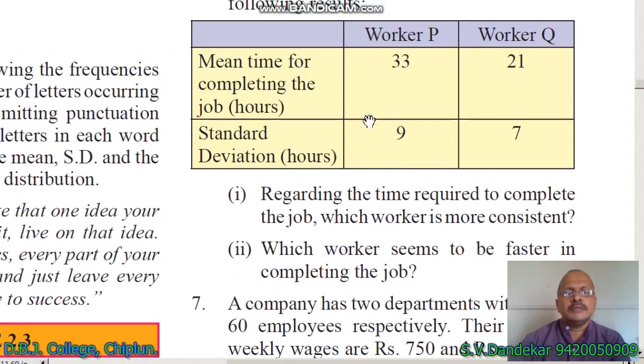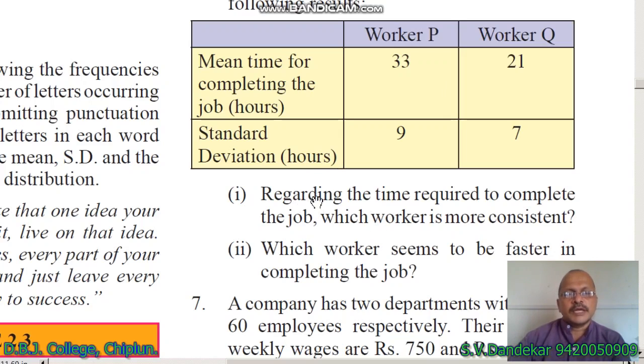Just now we have seen one problem of batsman. Which batsman is consistent? Using the same argument you can solve this problem. Here mean time, that means for the first data x1 bar is given, here x2 bar is given, standard deviation means sigma 1 is given and sigma 2 is given. From this find out the coefficient of variation.